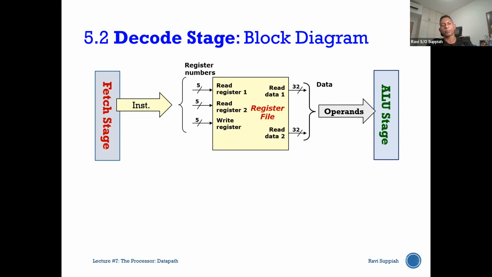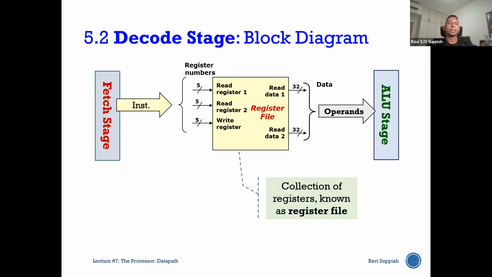Now for the R type instruction, we need to read from 3 registers. For example, when I write the instruction add S0, S1 and S2, I need to specify 3 registers. So I need to read from 2 registers, and after that I need to write to another register. So where are all these registers? These registers are actually inside this thing called a register file.